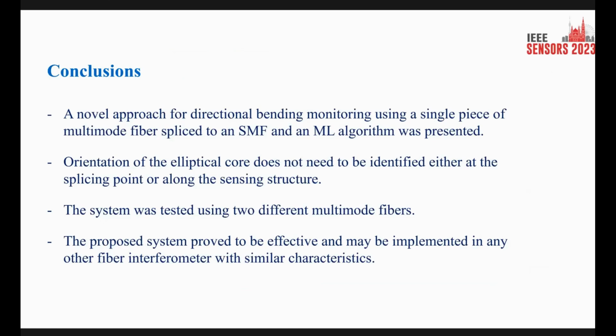So in conclusion, we propose this different approach for bending monitoring, where we just splice one fiber. We don't need to mind the direction of the core of this elliptical fiber, but we can also use the standard multimode fiber. And this way of seeing things can be implemented in any other fiber interferometer. We just need, as I showed you, some signal that looks a little bit complicated and that is very repeatable, I mean, to use the different maximums, different minimums.